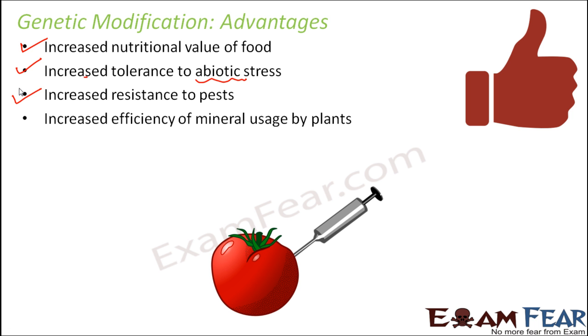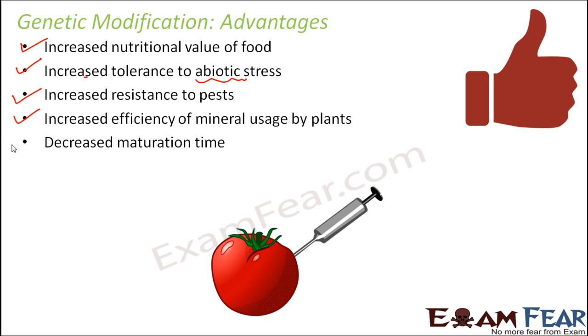Increased efficiency of mineral usage by plants. So it actually helps in preventing the early exhaustion of the soil fertility. The soil quality is utilized by the plant gradually and it is not exhausted in one go. So the minerals which are present in the soil are efficiently utilized by the plants.